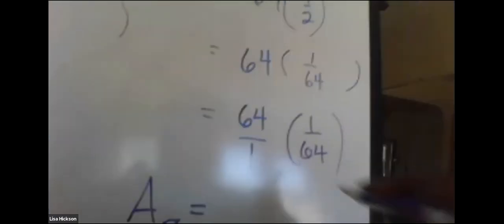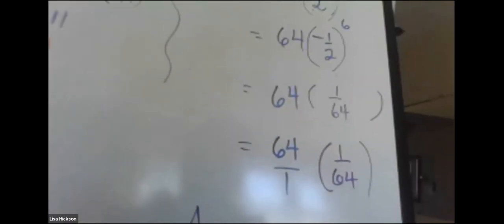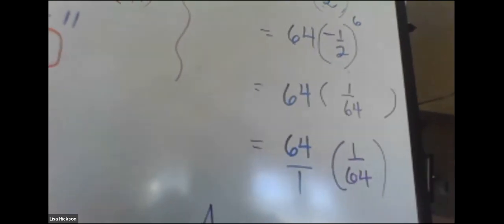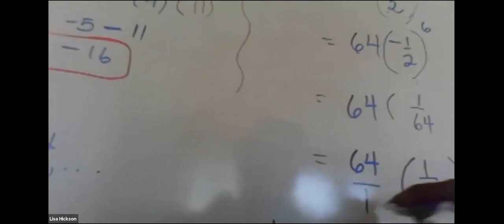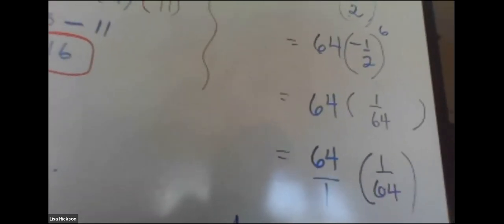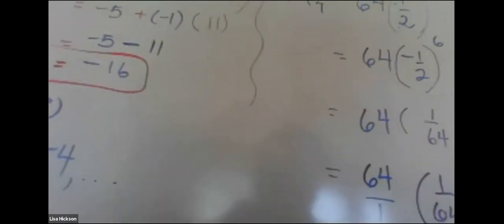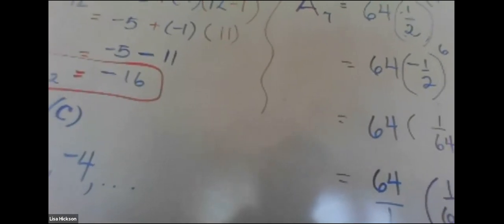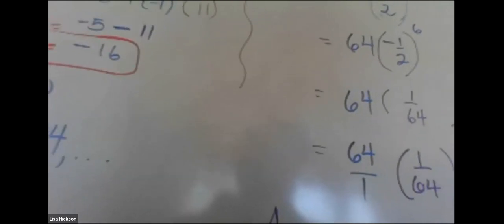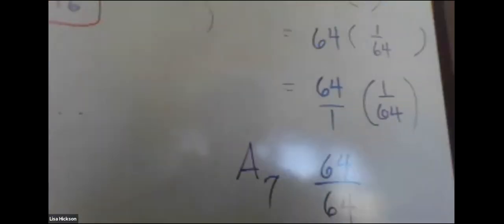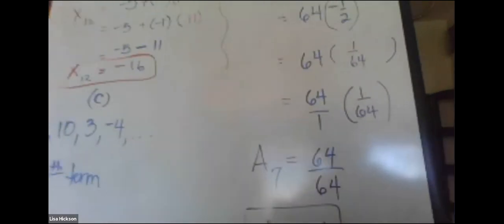So the 7th term: what's 64 times 1? 64. And in the denominator, what's 64 times 1? No trick question, same thing I asked you for the numerator. 64. So the 7th term is 1. Wait, what? Yep, it's 1.